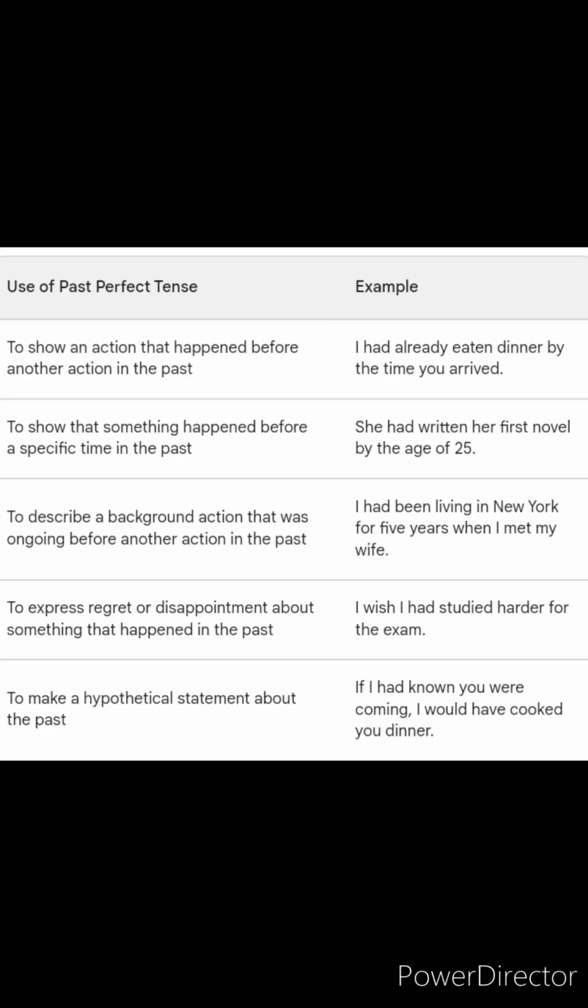Now come to the uses of past perfect tense. To show an action that happened before another action in the past. I had already eaten dinner by the time you arrived. To show that something happened before a specific time in the past. She had written her first novel by the age of 25. To describe a background action that was ongoing before another action in the past. I had been living in New York for 5 years when I met my wife.